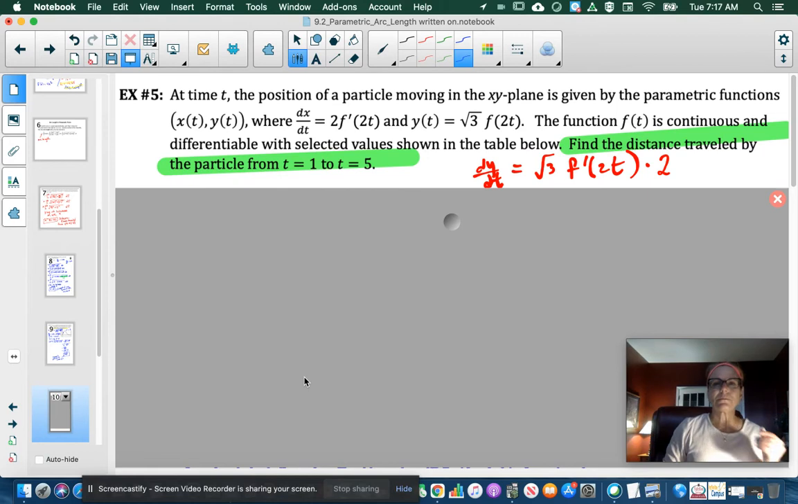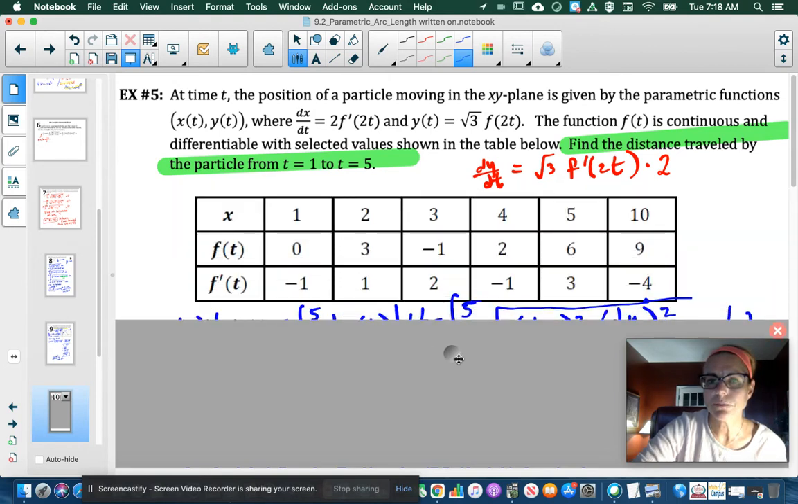Example 5. At time t, the position of a particle moving in the xy plane is given by the parametric functions. dx over dt is given, y of t is given, so we need to find dy dt. That wasn't given to us. The function f of t is continuous and differentiable with selected values shown in the table below. Find the distance traveled by the particle from t equals 1 to t equals 5. Distance traveled means we're probably going to deal with arc length.